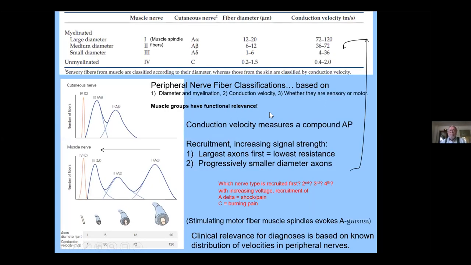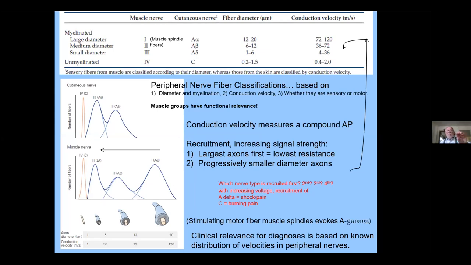So now we again look at these things. I'm not going to go into much detail here. You can read all about this: when we're looking at these A alpha, A beta, A delta, and C, those are terms that basically have to do with somatosensory information. There are correlates. There are motor fibers, which is in this column, muscle nerve, in which you have type 1, type 2, type 3, and type 4.